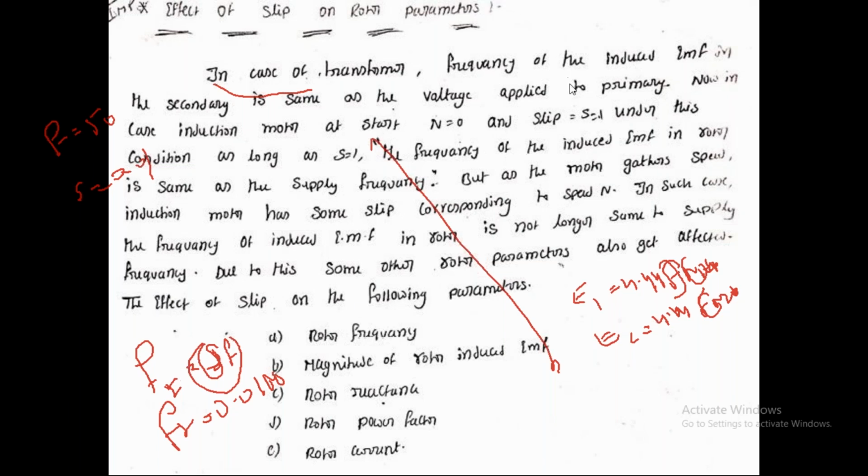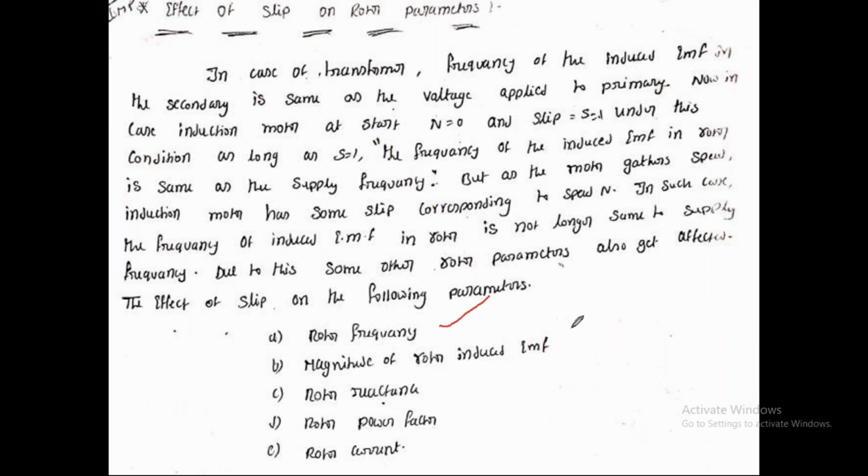Now these are the parameters influenced by the slip in the rotor: rotor frequency, rotor induced EMF, rotor reactance, rotor current, and rotor power factor. So these are the 5 parameters influenced by the slip. That's why the induction motor should never run at synchronous speed. Now we'll see the relation of rotor frequency with respect to the starting condition and running condition among these 5. Let me discuss them one by one.